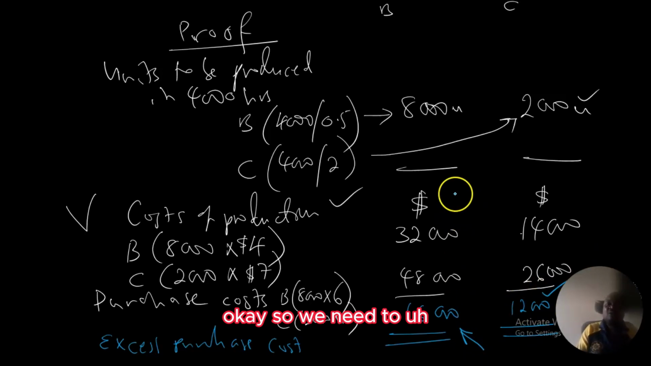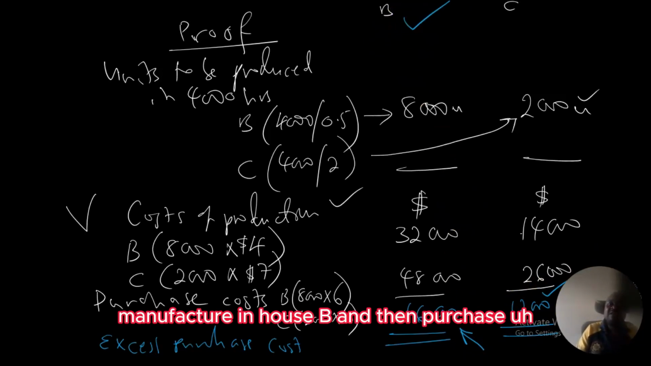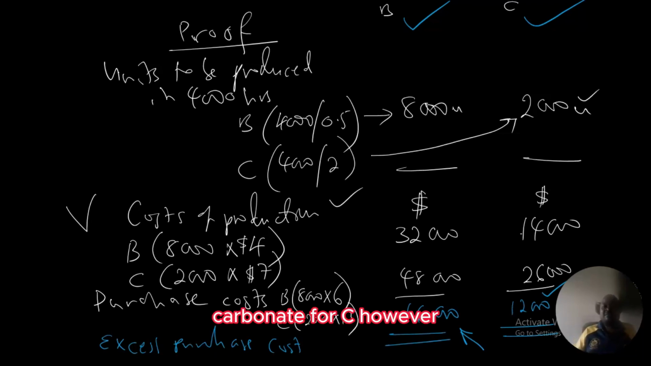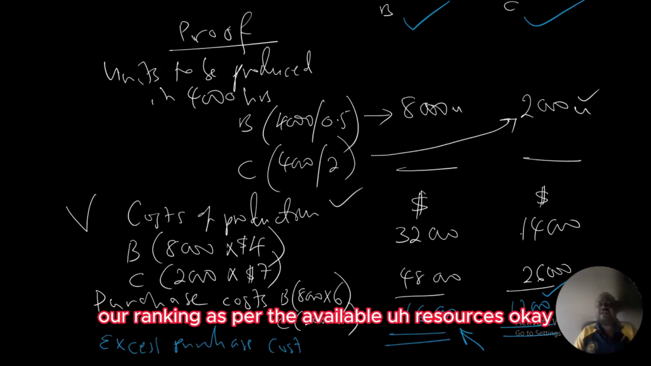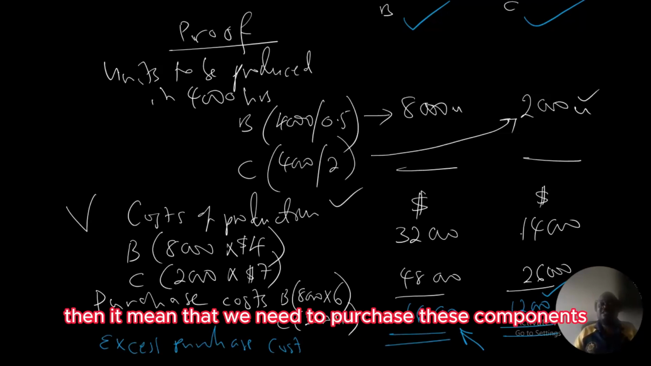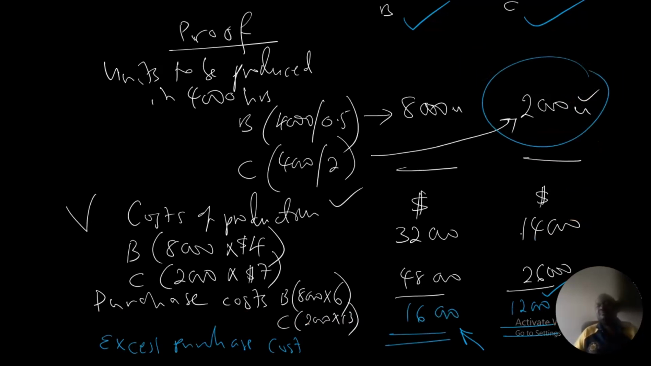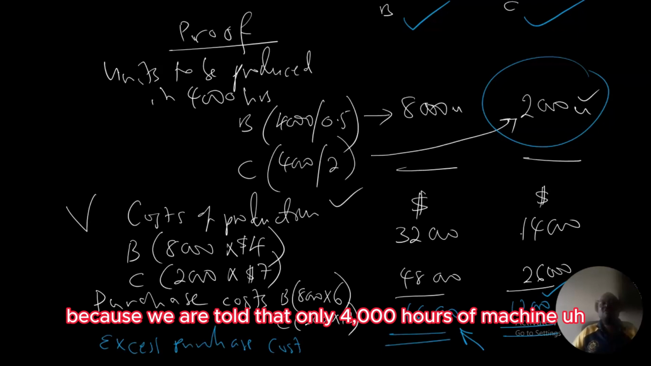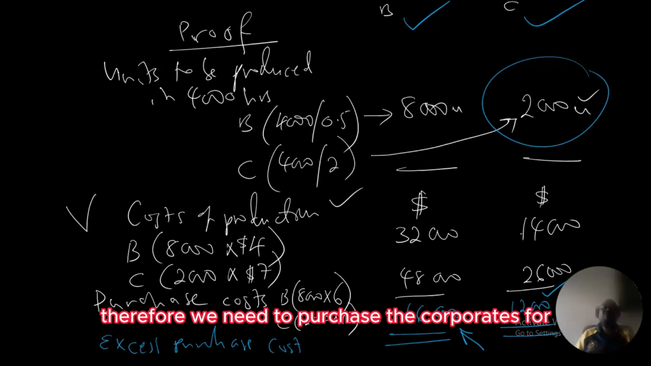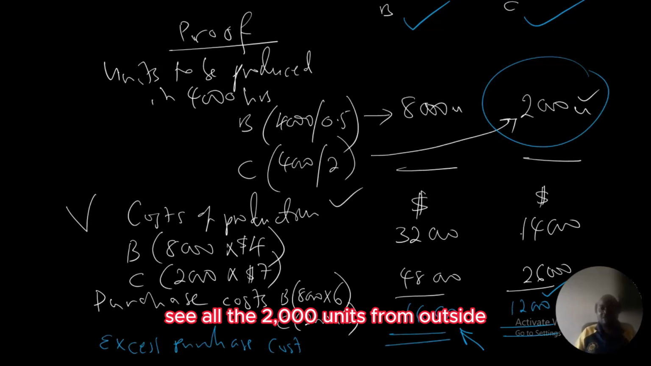So we need to manufacture B in-house and then purchase the components for C outside. However, we do that after considering our ranking as per the available resources. As in this case, if only 4,000 hours are available for machine hours, then we need to purchase these components, all of them, because we are told that only 4,000 machine hours are available. Therefore, we need to purchase the components for C, all the 2,000 units, from outside.